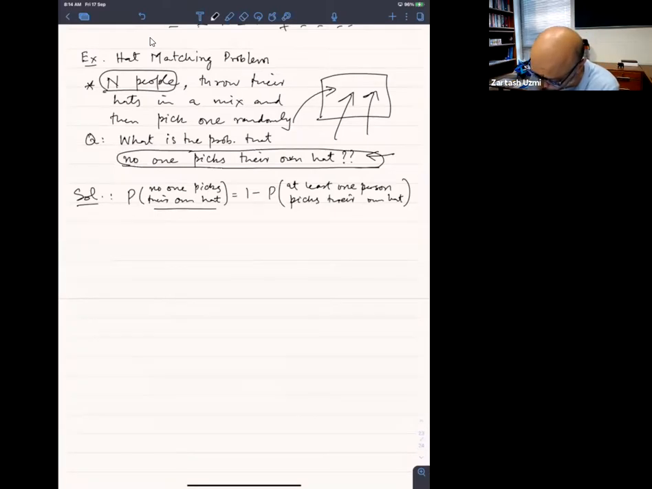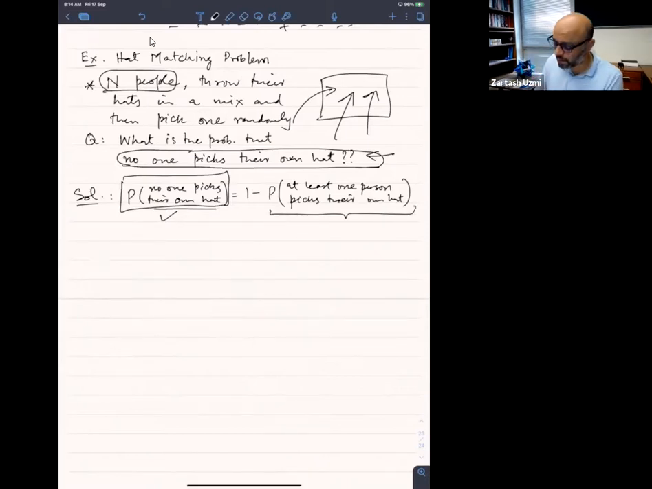So the probability that no one picks their own hat is equal to 1 minus the probability that at least one of the persons picks their own hat. So it turns out that we have to find this probability. Directly finding this is difficult. Finding this out is easier. Why? Because the probability that at least one person picks their own hat is the probability of a union: either one gets their hat, or two get their hat, or three, or four, or five.